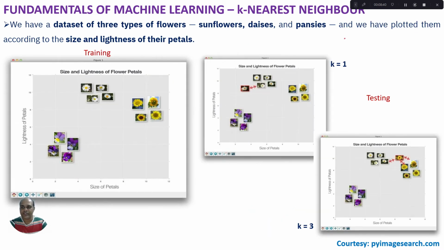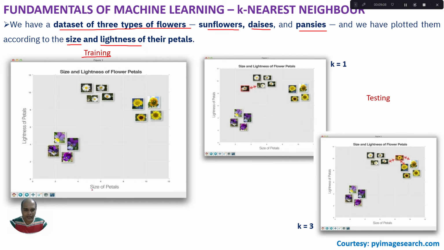Let us see this with an example. Let us take a data set of three types of flowers: sunflower, daisy and pansies. So three flowers we are going to take, and I am going to consider two features. One is size of the petal, another one is lightness of the petal. So here I take two feature vectors. Depending upon this feature vector, we do the training process.